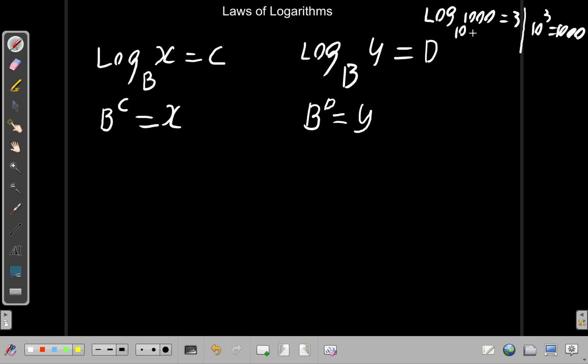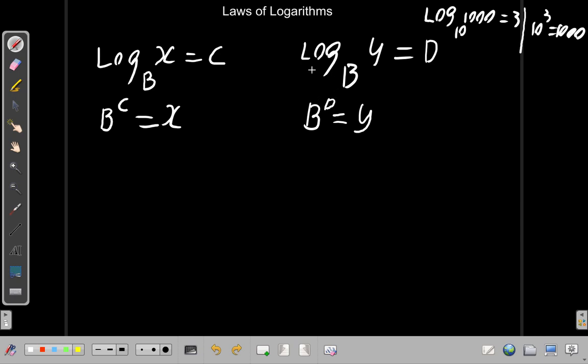The number that is the base of the log is also the base of the index. In other words, that's what you're raising to a power. So the base of the log becomes the base of the index here. And in log form, the answer that you get is c. In index form, it is the index. And the same argument applies here.